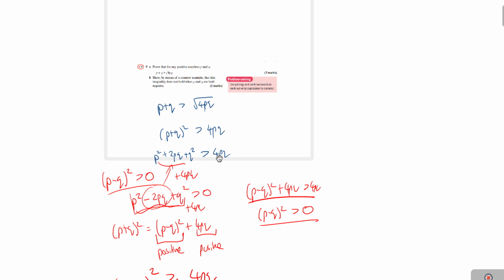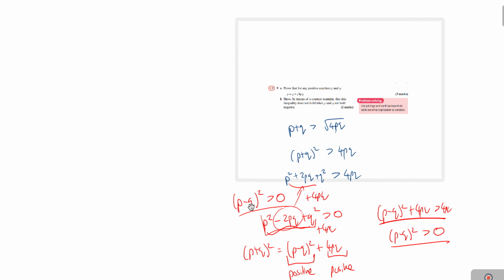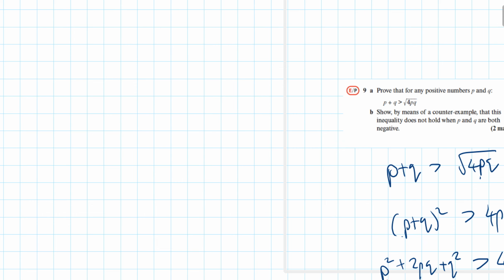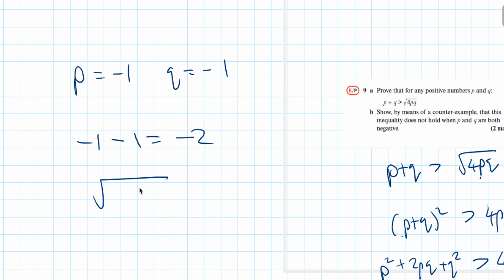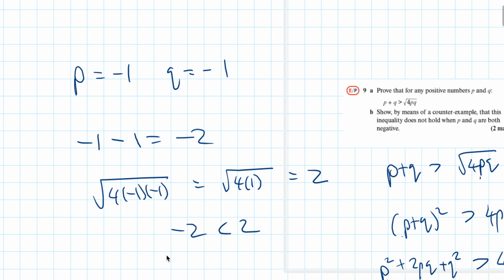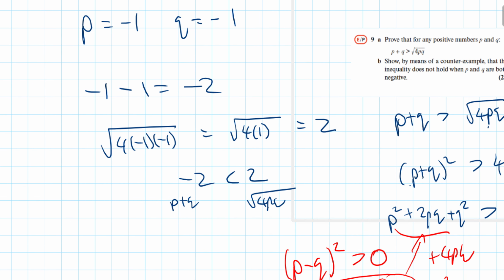For part B, show by means of a counterexample that this inequality does not hold when p and q are both negative. So if they are both negative, let's say p equals −1 and q equals −1. So p + q is equal to −2, and root of 4pq is root 4 times 1, which is equal to 2. −2 is less than 2, and remember that's p + q, and this is 4pq, so you have disproven your statement by counterexample.